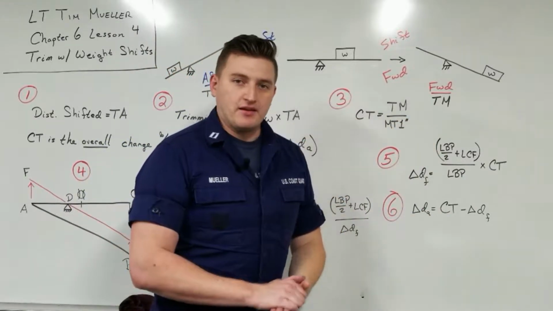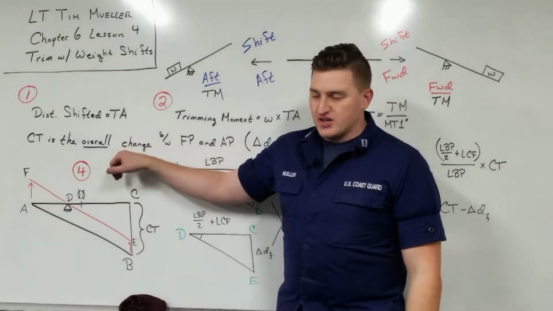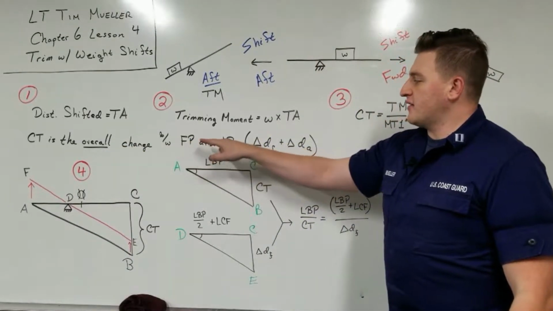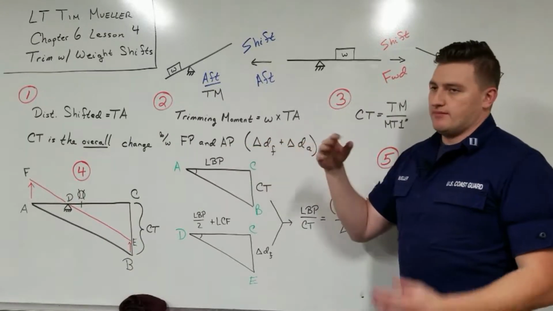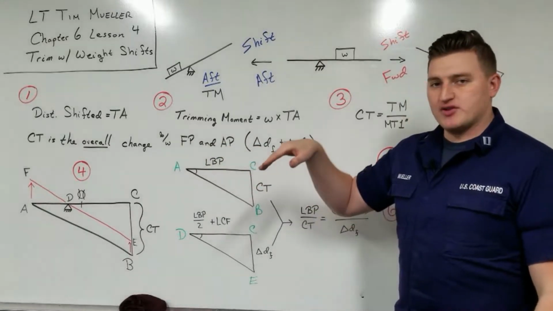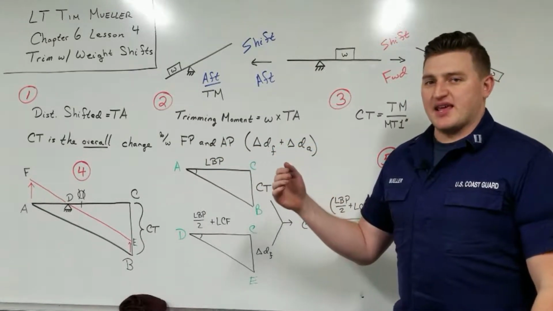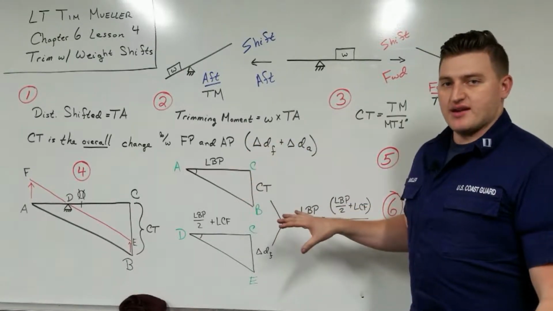Now what does that mean? Change in trim, CT, is the overall change between forward perpendicular and aft perpendicular. This is the sum of the change in the forward draft due to trim and the change in the aft draft due to trim. We're going to see that applied here in a second.